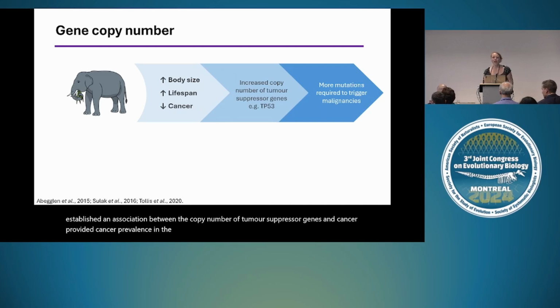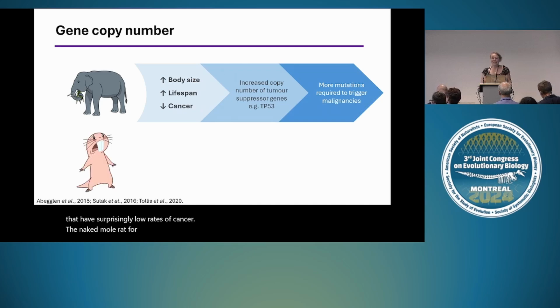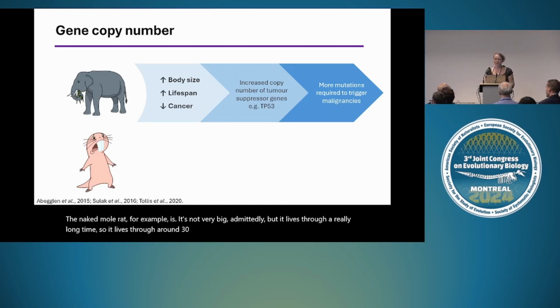And elephants aren't the only mammal that have surprisingly low rates of cancer. The naked mole rat, for example, it's not very big, admittedly, but it lives for a really long time. So it lives for around 30 years, which based on their body size is like 5 times longer than what we would expect to see. And they have an extraordinarily low rate of cancer. There's only been a handful of recorded cases in the naked mole rat.